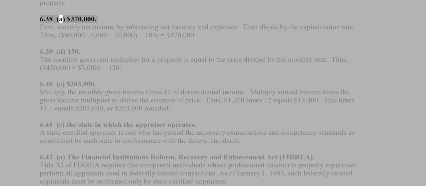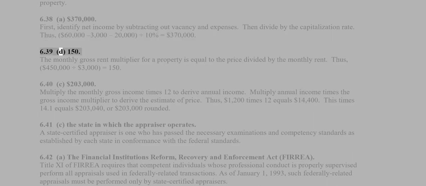6.38 A. $370,000. First, identify net income by subtracting out vacancy and expenses. Then divide by the capitalization rate. Thus, $60,000 minus $3,000 minus $20,000, divided by 10% equals $370,000.